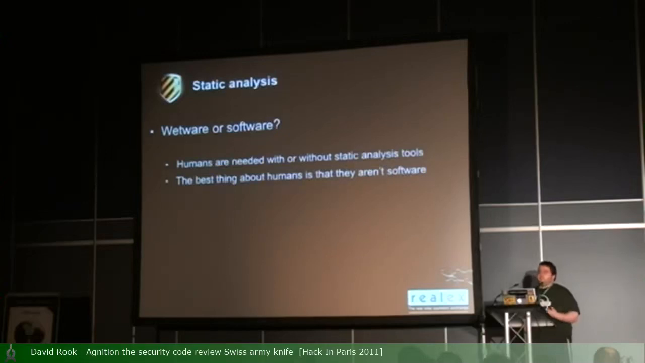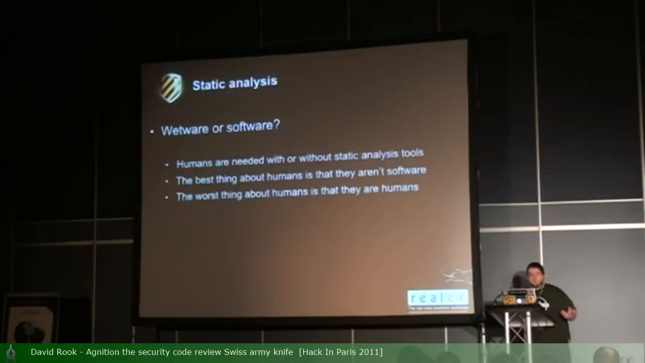It can also give more immediate feedback. It is more likely for the human reviewer not to generate hundreds, thousands, tens of thousands of false positives. So the human has benefits, but then the worst thing about humans is that they are humans.